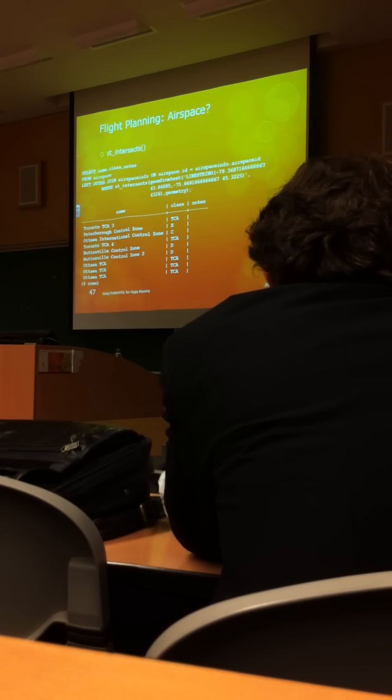Airspace. We need to know what airspace we're going to fly through, so we know which air traffic controller to talk to, or we're going to get shot down by flying through restricted airspace. So the airspace that we have is the polygons, and we can do a simple SQL query again using the intersects function to find out if my route intersects with any of the airspace in the database.